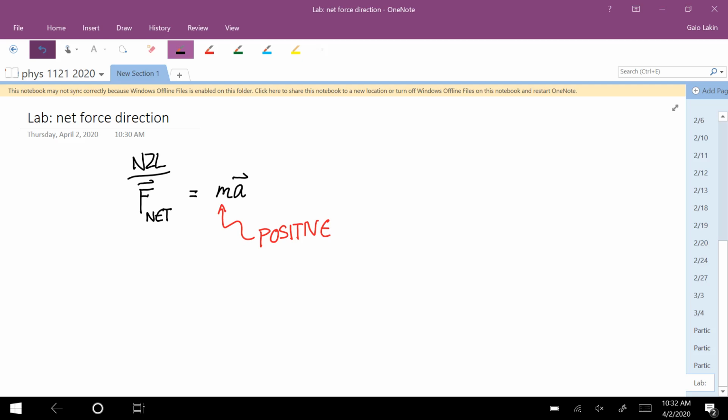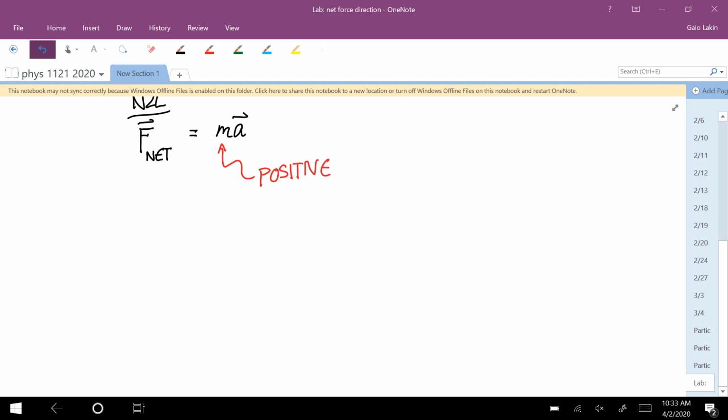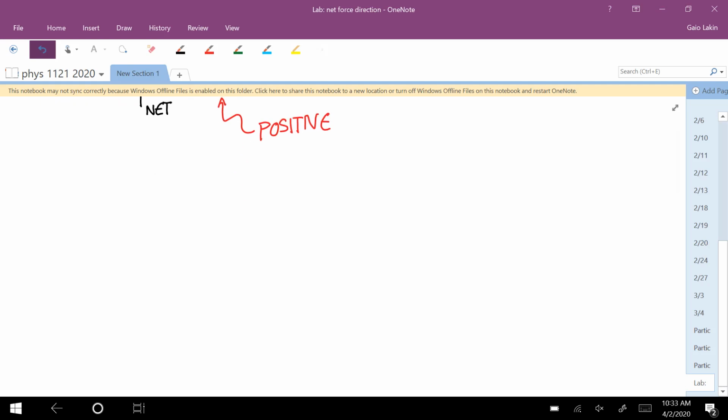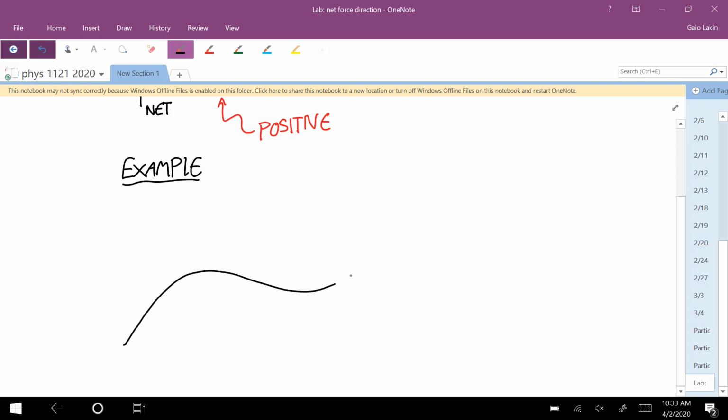Okay, so the kind of stuff that you'll be doing for this lab is imagine we have an object that's moving along a path like this. Okay, so here's an example. So imagine you have an object that's moving along a path like this, and let's say that it's speeding up. What can we say about the direction of the net force of the object when it's here? Okay, so how would we think through that?